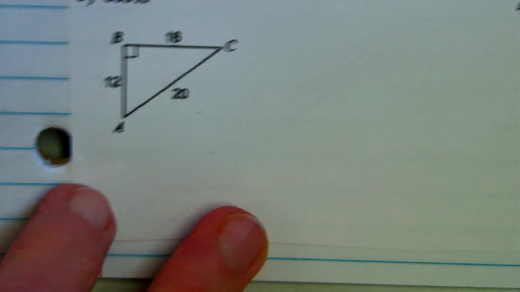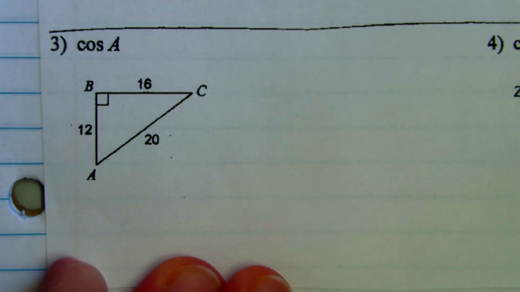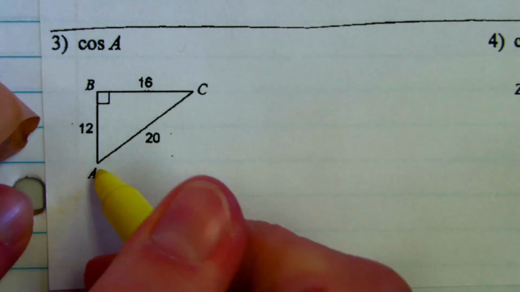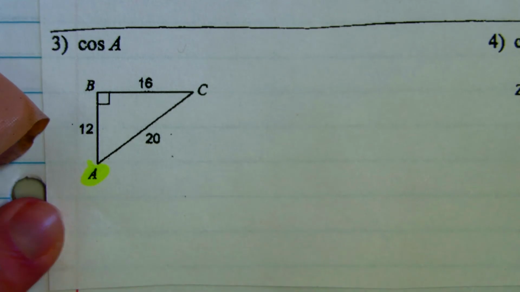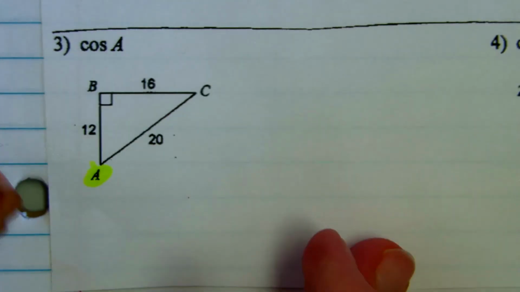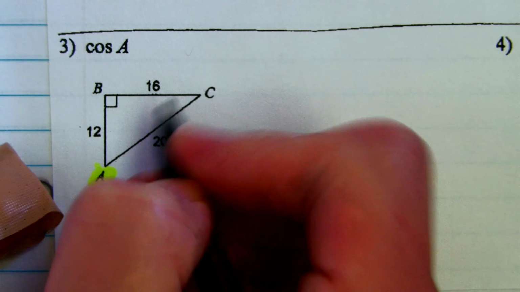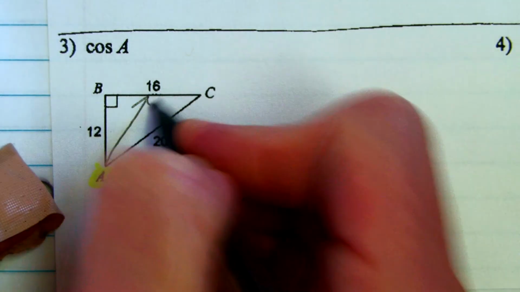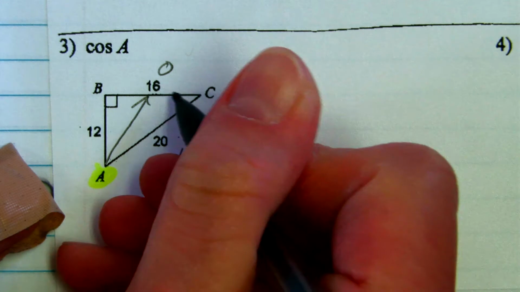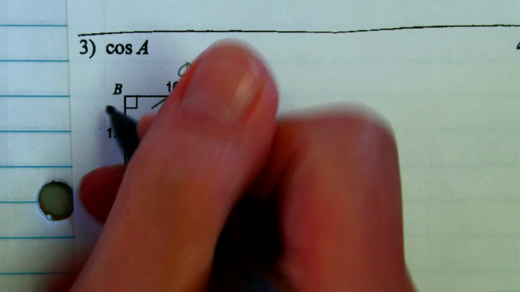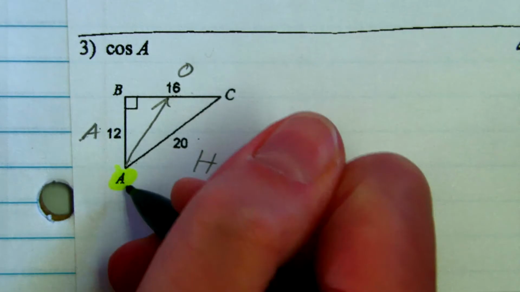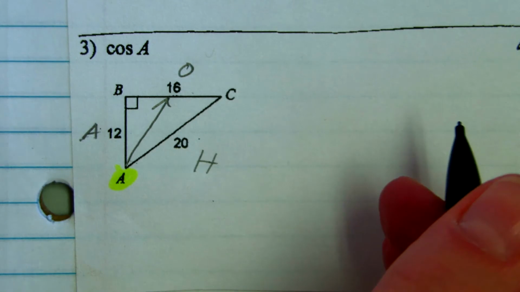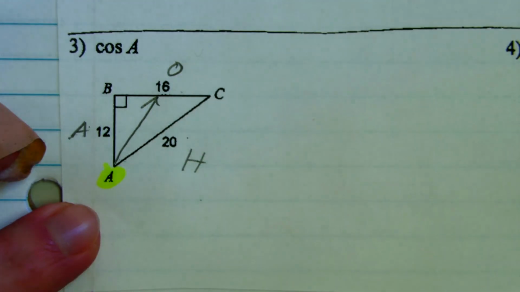Okay, so if I go down here and they want cosine of angle A, there's my angle A. Let's label things. So 20 is the hypotenuse. Across from A, opposite A, is that 16. That's my opposite side, and then 12 would be adjacent. Since it's angle A, putting the A there is a little confusing, but I think you guys hopefully will follow.